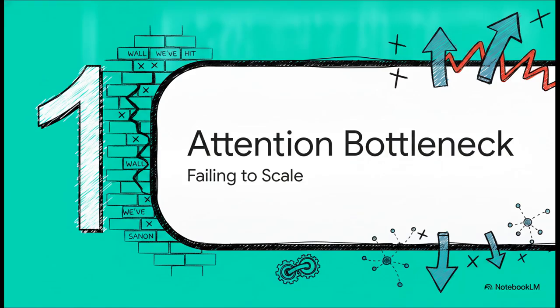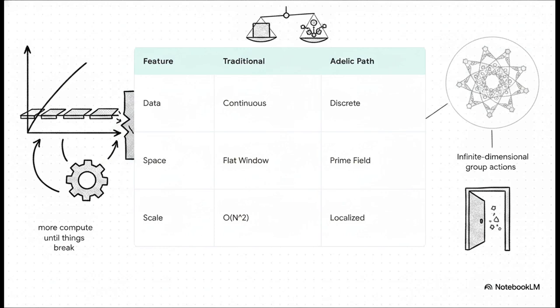The attention bottleneck problem. Let's clearly define the exact wall we've hit in modern computation and why traditional scaling is completely failing us right now. This table perfectly illustrates the shift from continuous, monolithic quadratic scaling to the factored, discrete, parallel dimensions of what we call the Adelic path. When we look at traditional continuous sequences, the search space is flat, right? And the scaling is a monolithic O of n squared. You basically just have to throw more and more compute at it until things break.